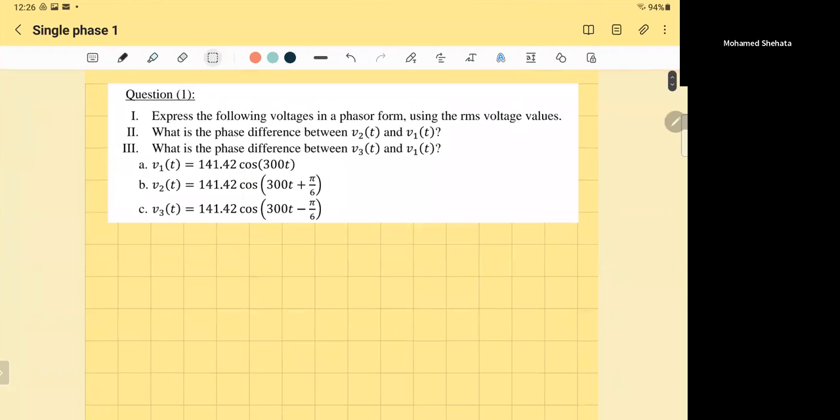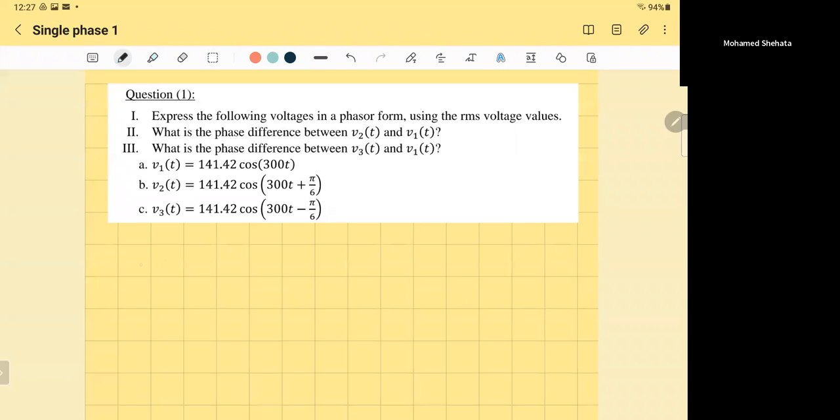Express the following voltages in phasor form using the root mean square voltage values. So that's the first one. V1 is equal to 141.42 cosine 300t. So what do I understand from that? Understand that the maximum value of this voltage is equal to 141.42.